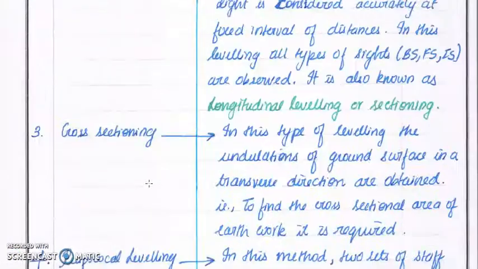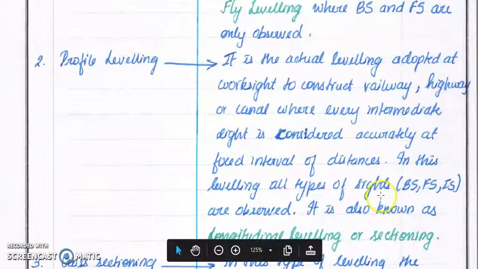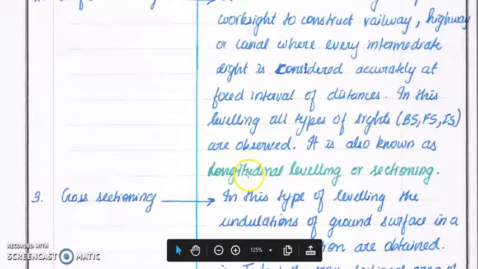Each leveling has some unique advantages. In profile leveling, it can be applicable for highway purposes. Only here backsight, foresight and intermediate sights are available, like longitudinal leveling.